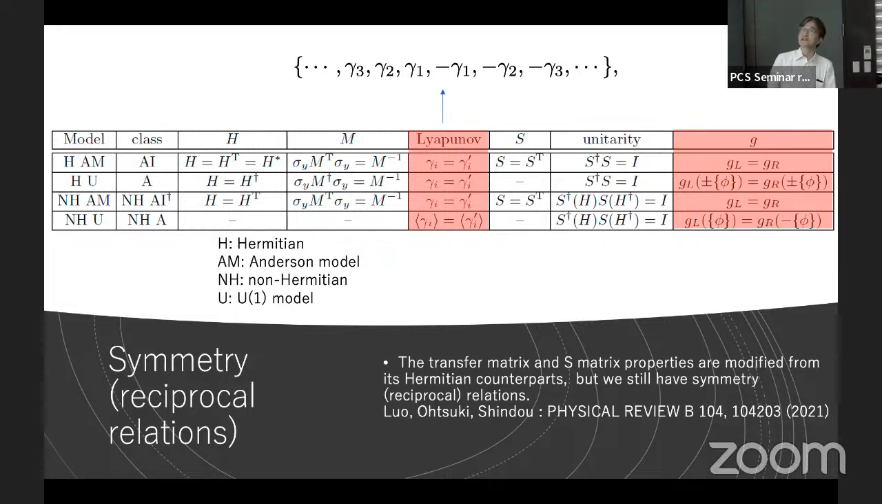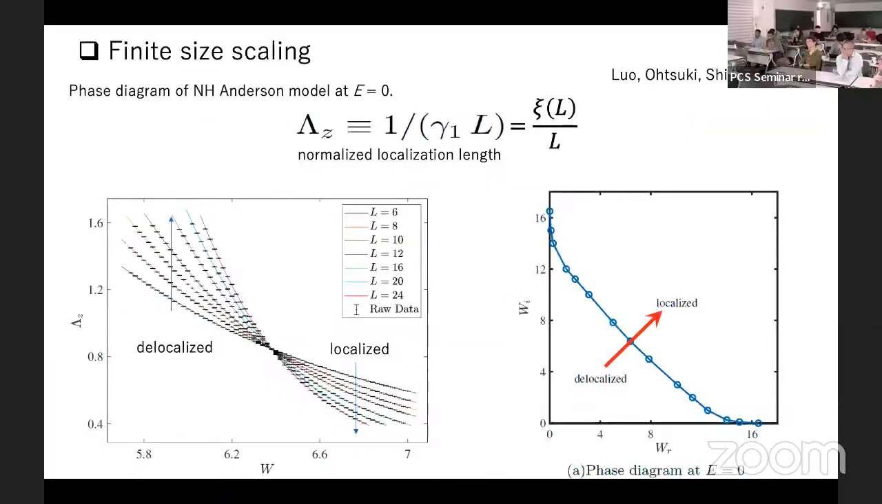And here is the summary of the Lyapunov exponent and conductors. I just want to say in this slide that some relations for the Lyapunov exponent as well as the two-terminal conductors remain even in the non-Hermitian system. With this in mind, we did the numerical calculation.